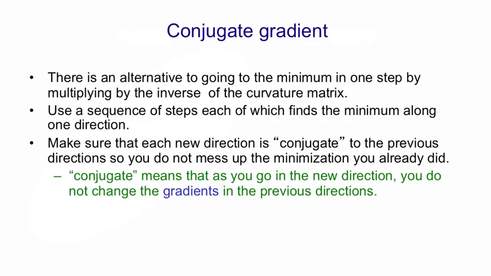It's a funny idea. It's like the idea of a twist in an error surface. A twist means when you go in one direction, you change the gradient in another direction. And a conjugate direction is one you can go in that, in a sense, doesn't have a twist. You go in that direction, and the gradient in the first direction doesn't change.